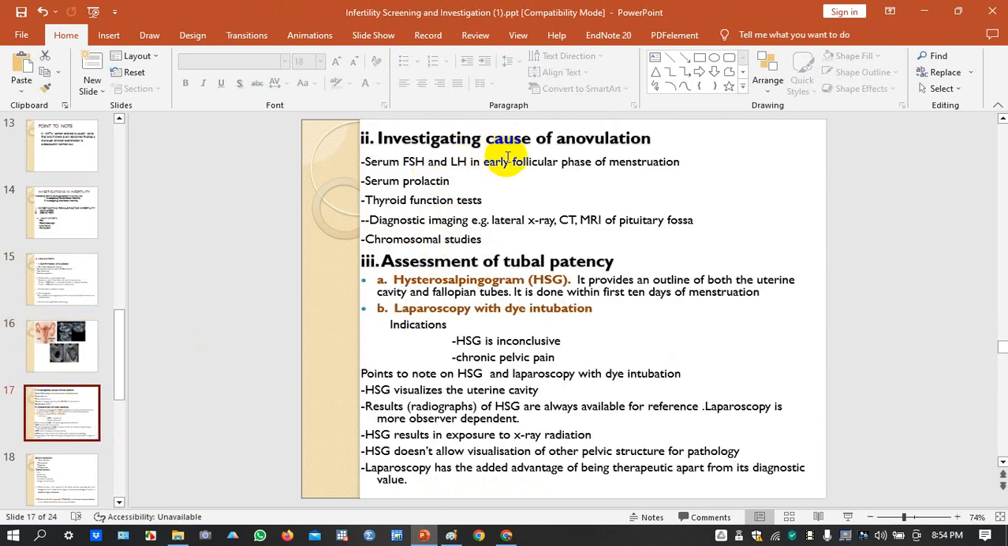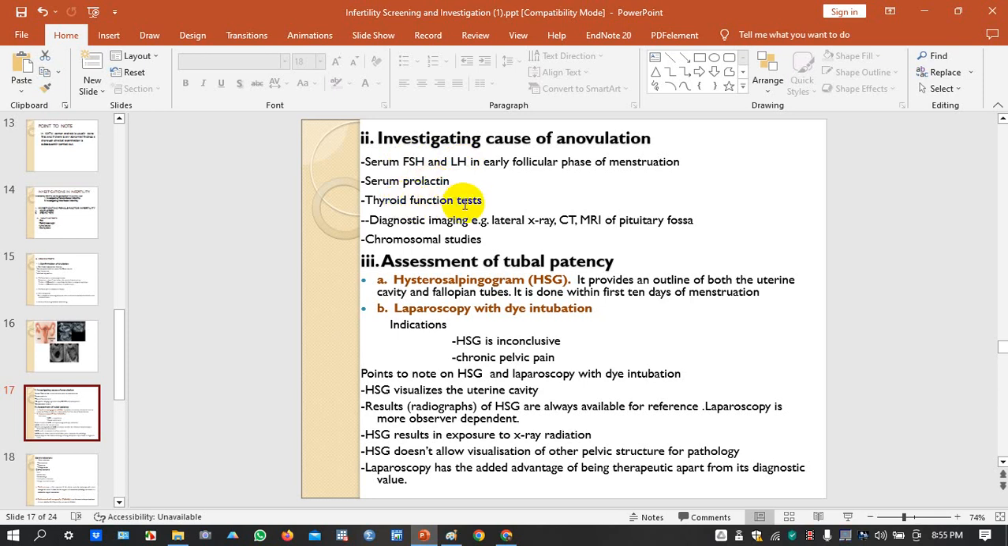So let's investigate the cause of anovulation, or your inability to ovulate. If serum FSH and LH in the early follicular phase of menstruation is low, check serum prolactin too. When you are doing exclusive breastfeeding for the whole 6 months, you cannot become pregnant because high prolactin levels suppress follicle stimulating hormone and luteinizing hormone production.